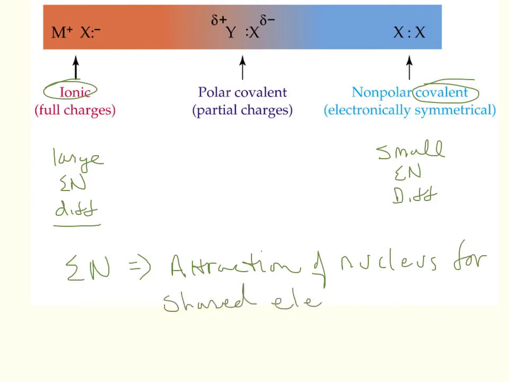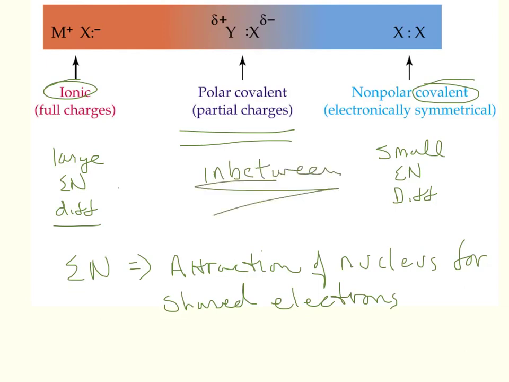shared electrons. So if it's a large electronegativity difference, that means one party really wants it and one party really doesn't want it. Here, both parties really want it, and so they have to share. And then this part right here, this is what we call in between. Okay? We'll talk about this whole idea of polar and nonpolar later.